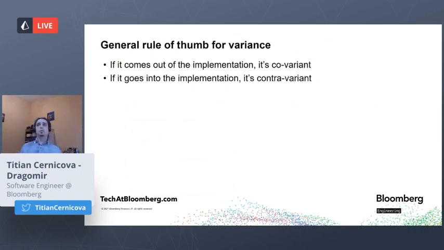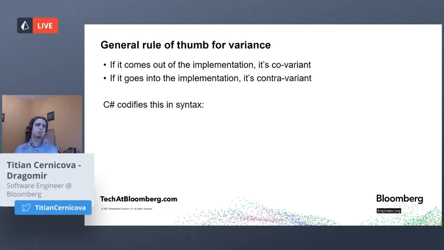Now, as a general rule of thumb for variance, we can think of it like this. If it comes out of the implementation, such as for example the return type of a method or a read-only field, then it's going to be covariant. If it goes into the implementation, like the parameter type, then it's going to be contravariant.